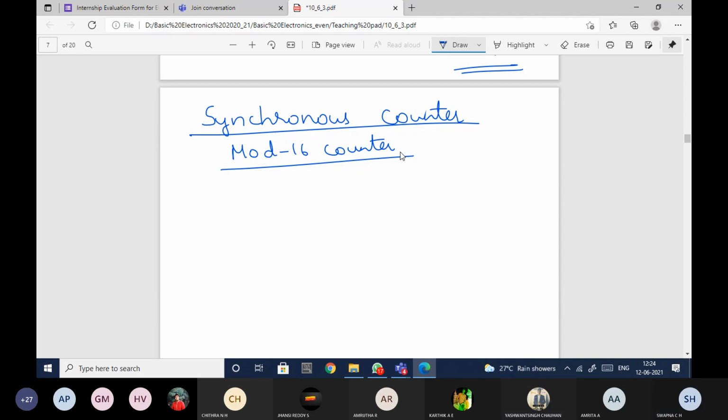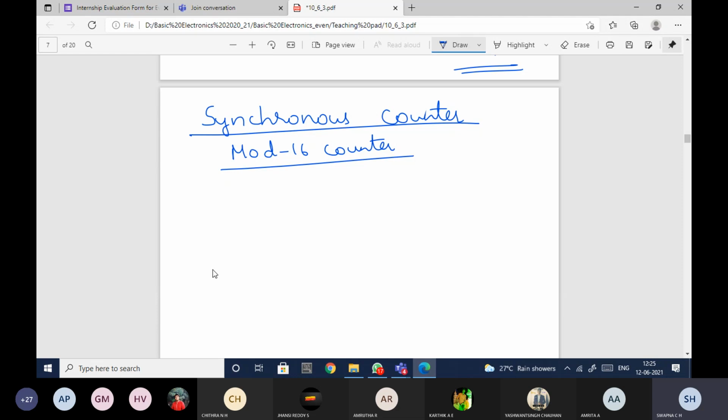4 bits are required. So 4 flip-flops are required, right? Everybody is getting this answer. Yes. Either synchronous or asynchronous, don't mind. In synchronous we'll use flip-flops, and in asynchronous also we'll use flip-flops only. The only difference is that in asynchronous we will not give the clock simultaneously, but here we'll give the clock simultaneously. That is the difference.